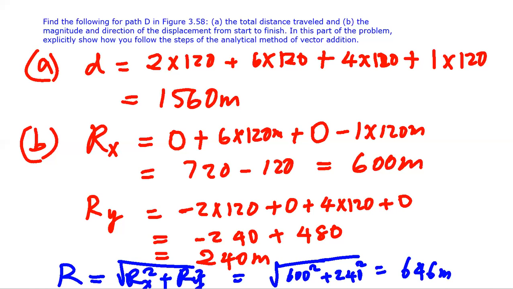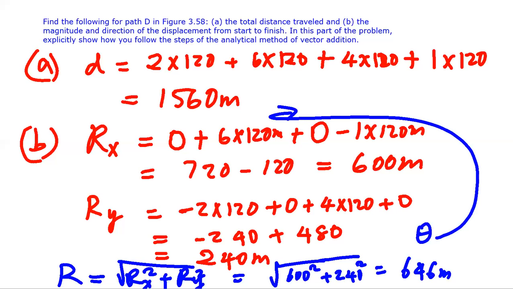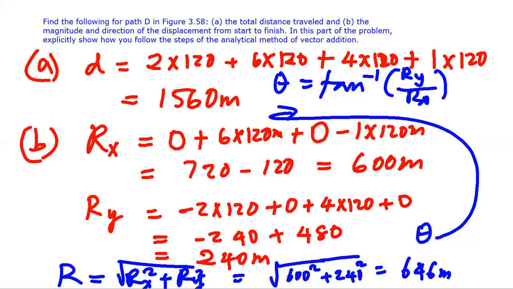Okay, and then theta, I'm going to do the calculation here. I just want everything to fit into this one slide. So theta is equal to the inverse tangent of ry over rx. So that is tan inverse of 240 over 600, which is 21.8 degrees.